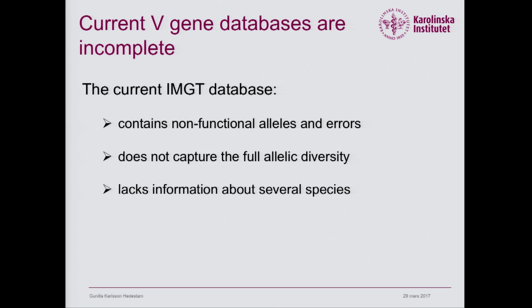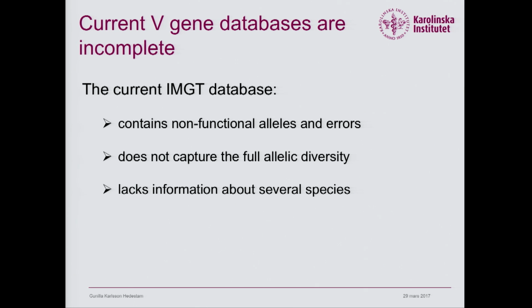This is not very well represented yet in the current V gene databases, and the most common one is IMGT. So although this has been an incredibly useful resource, it is insufficient, and that is becoming more and more clear. IMGT currently, both for human V genes and those of other species, contains many non-functional alleles and a certain number of sequences that represent sequence errors.